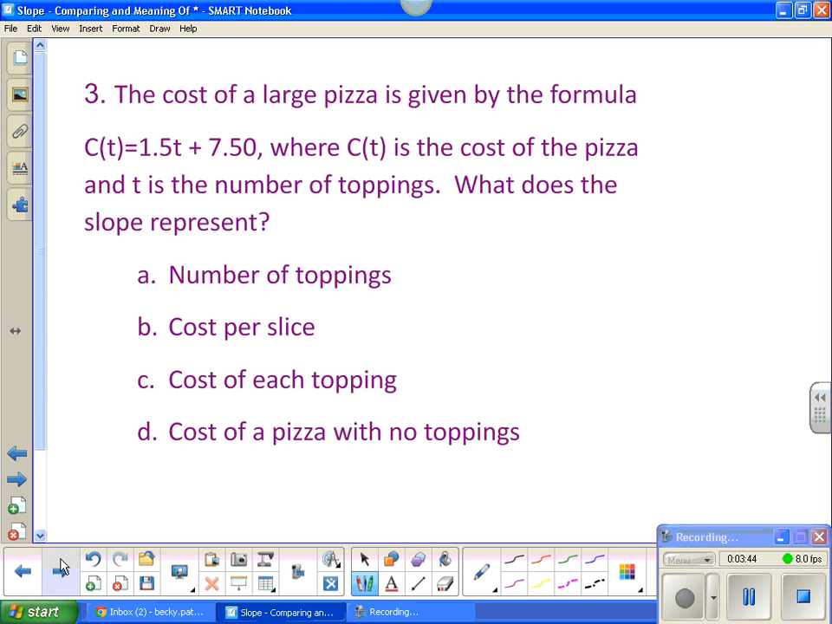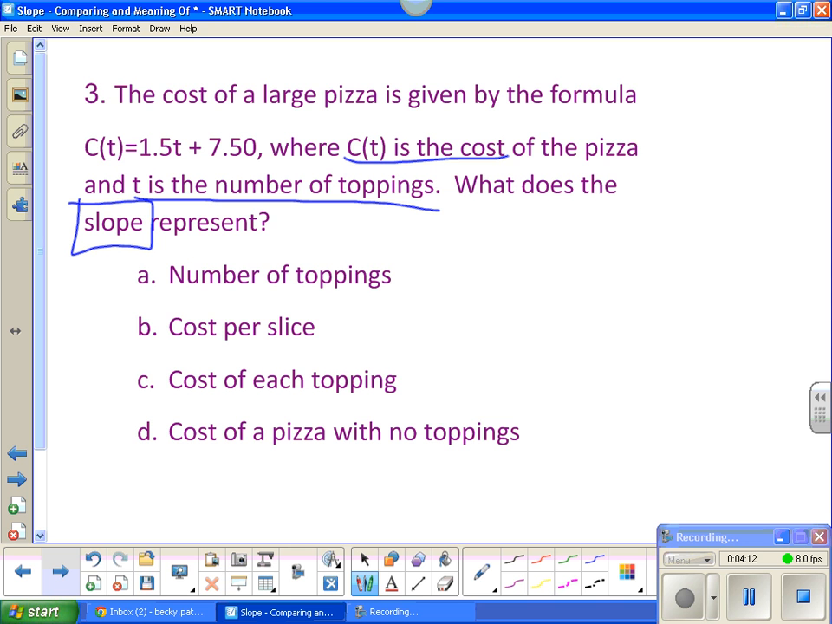All right, changing gears. The cost of a large pizza is given by the formula C of t equals 1.5t plus 7.50, where C of t is the cost of the pizza and t is the number of toppings. So C of t is the cost, how much it's going to cost, and t is the number of toppings. What does the slope, and this is the word I want you to box in, what does the slope represent?